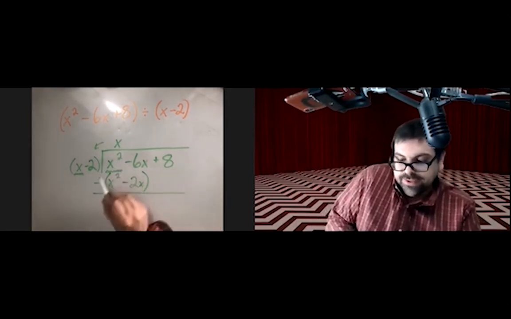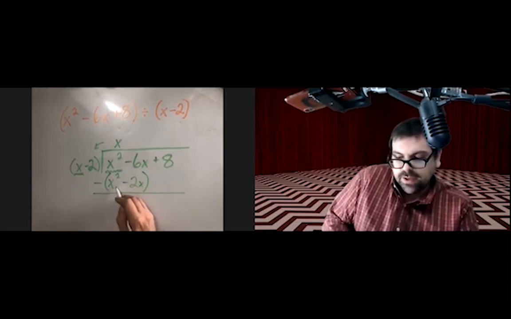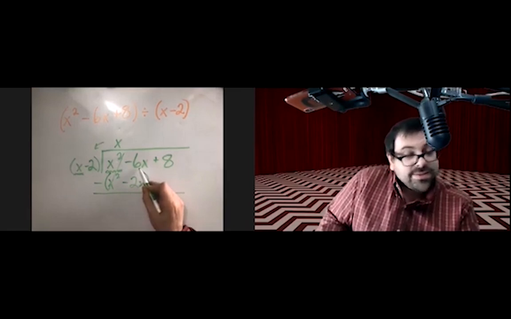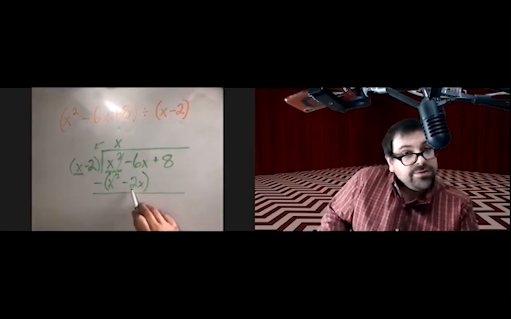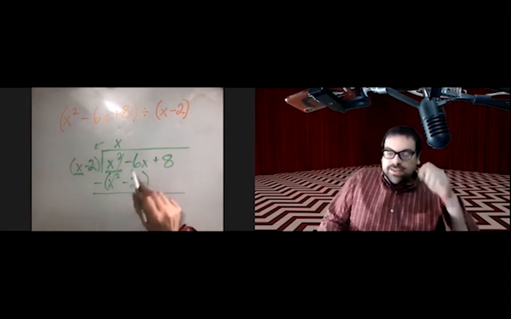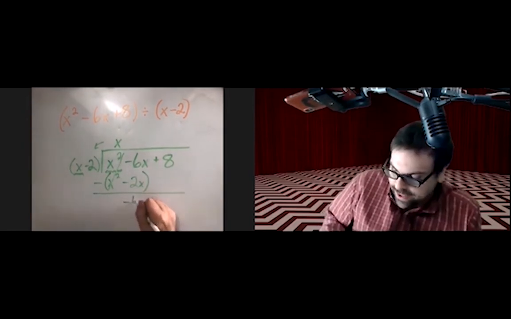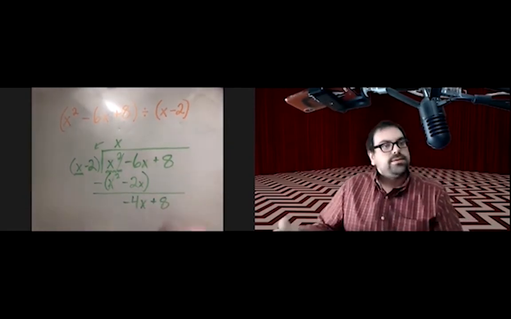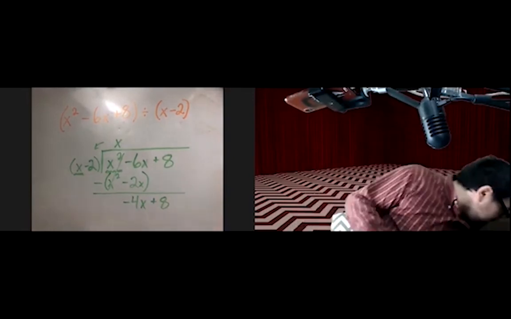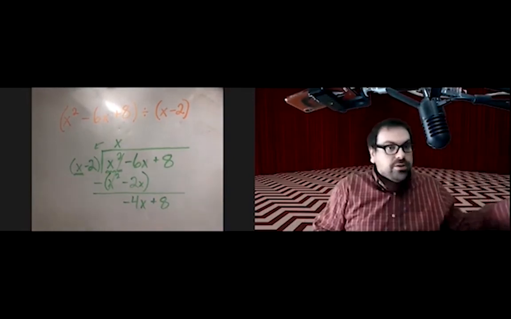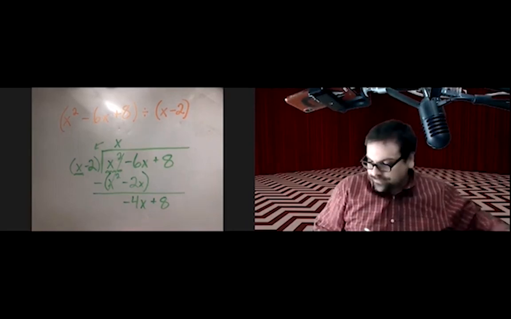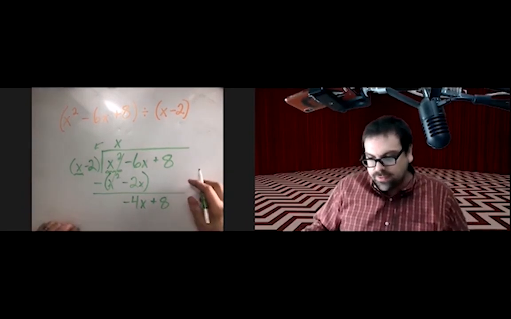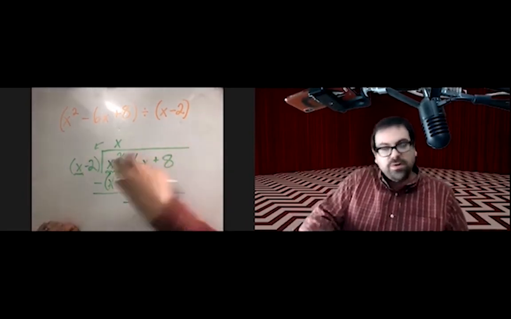So let's do this. X squared minus x squared cancels away. Negative 6x minus negative 2x is negative 6x plus 2x, negative 4x. Bring down the rest, plus 8. So very similar steps to the regular long division. What do we do next? Well, we brought the stuff down, so we're done with the lines up here.